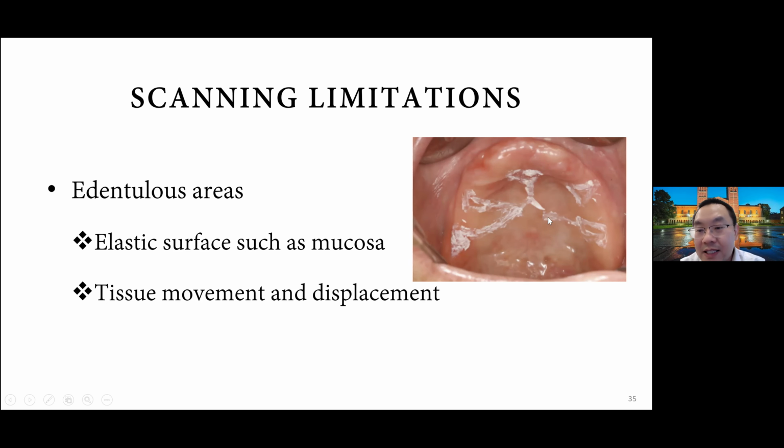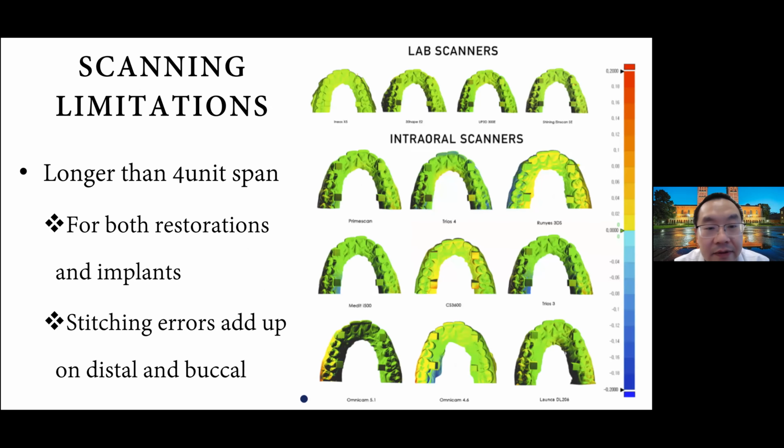So they're coming up with ways to tackle that problem. For example, you can use eugenol cement to mark the palate for the patient, almost making a landmark on the patient's palate. That makes it a little bit easier to scan your full edentulous arch. And then for anything that's longer than a 4-unit span, the accuracy of the scanner drops down.